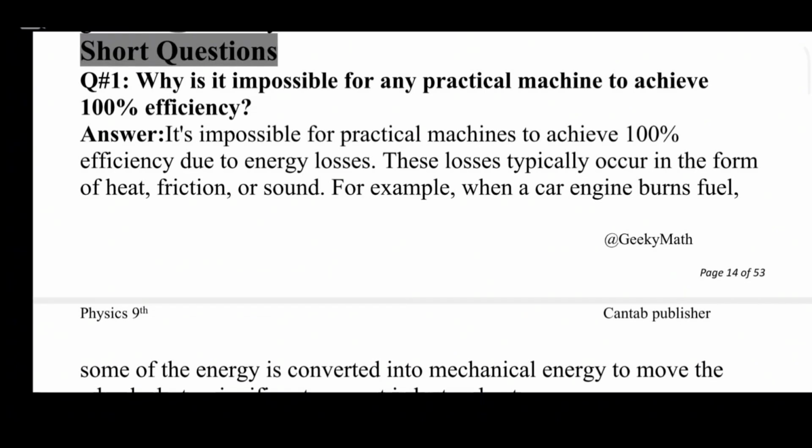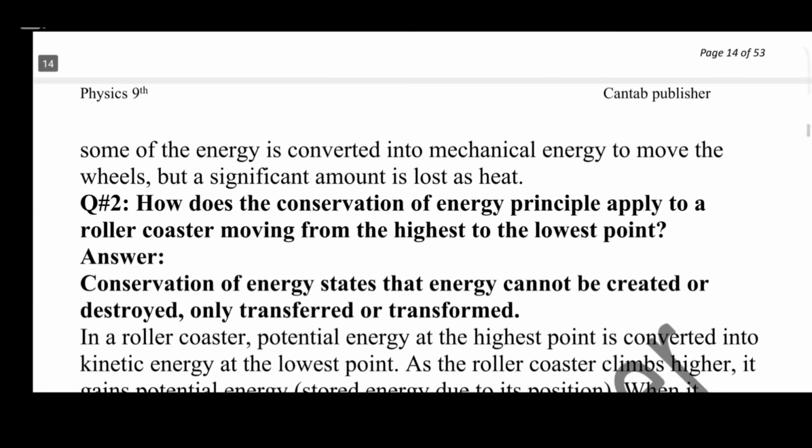For example, when a car engine burns fuel, some of the energy is converted into mechanical energy to move the wheels, but a significant amount is lost as heat.